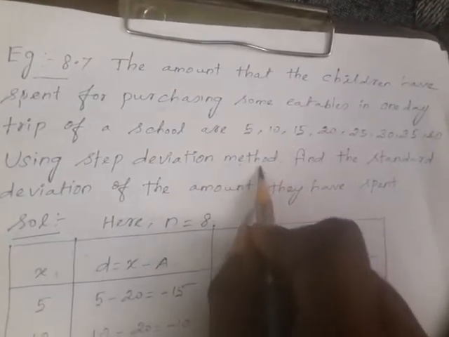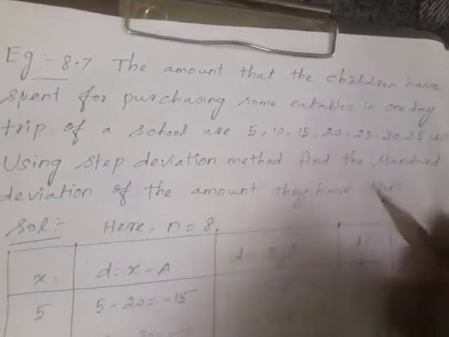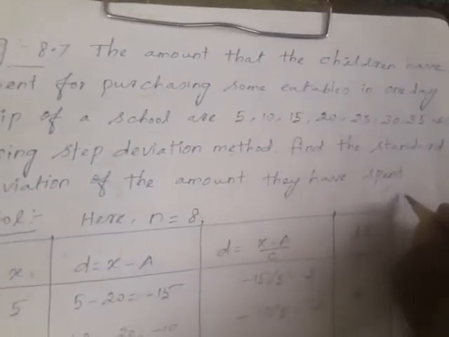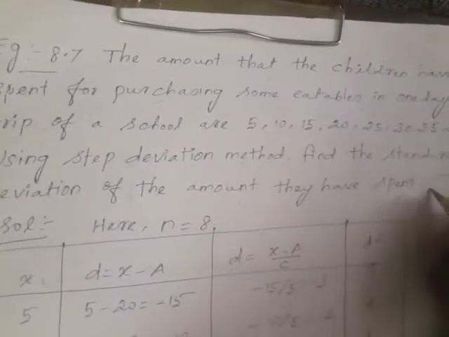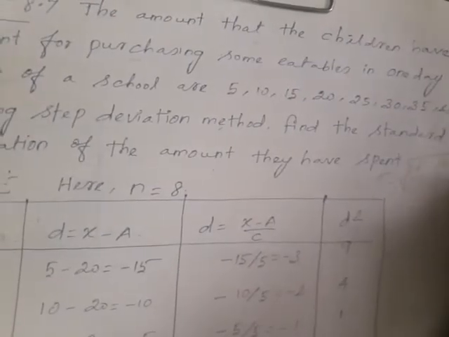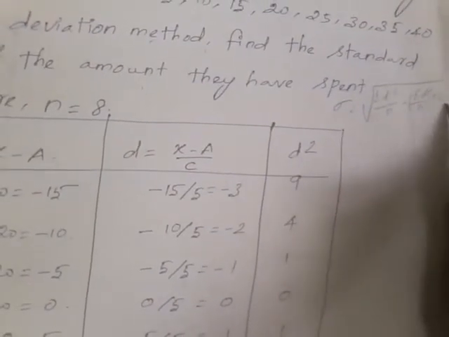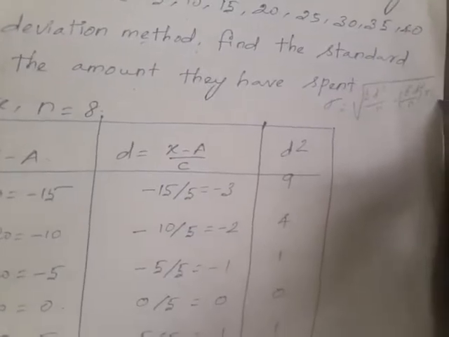For the step deviation method with ungrouped data, what is the formula? Sigma is equal to the root of sum of d square by n minus sum of d by n the whole square, into c. Here c means the class interval. This is called the step deviation method.